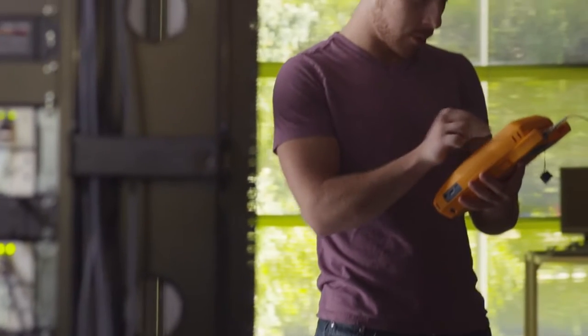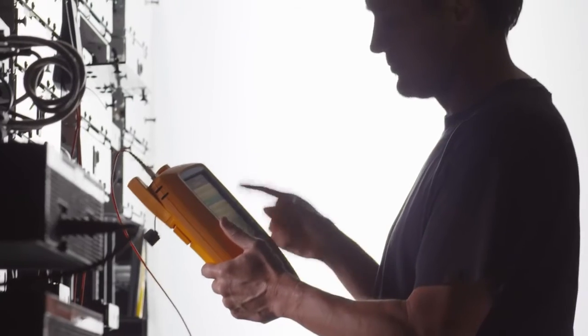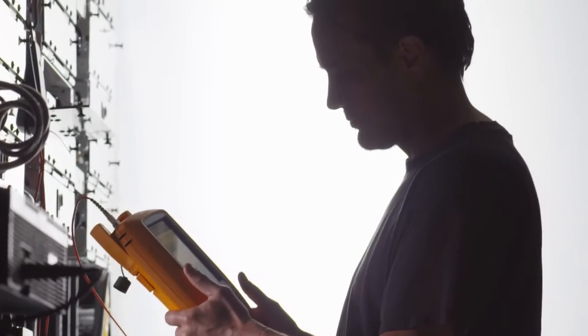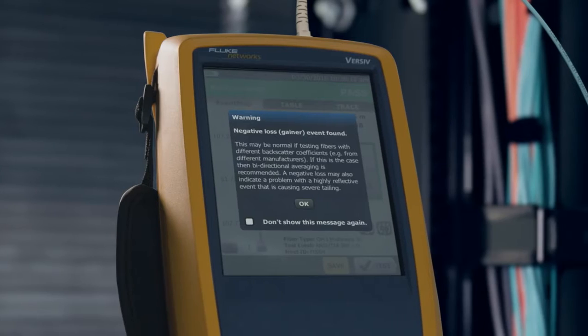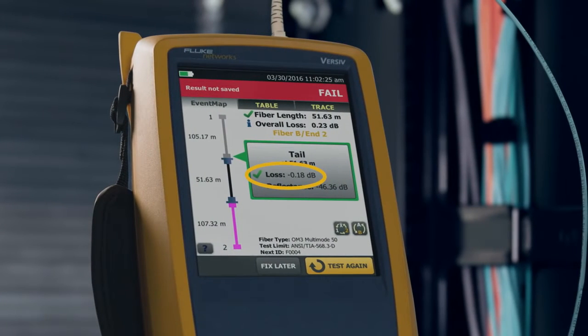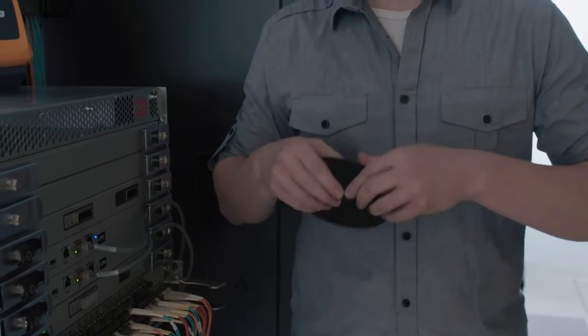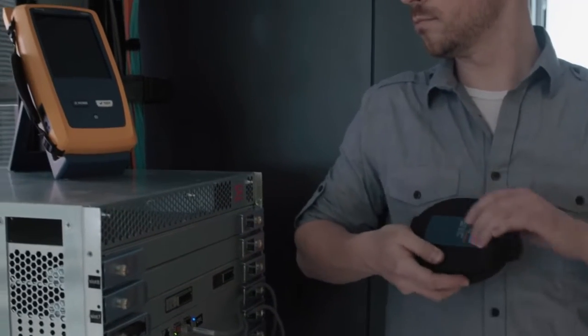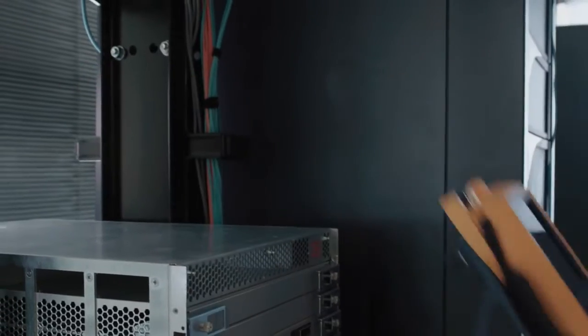Industry standards require that fiber OTDR certification be done in both directions. That's because testing in just one direction can lead to false failures or even strange results like gainers. Experts know that averaging the results of bi-directional testing is the only way to get reliable accuracy.